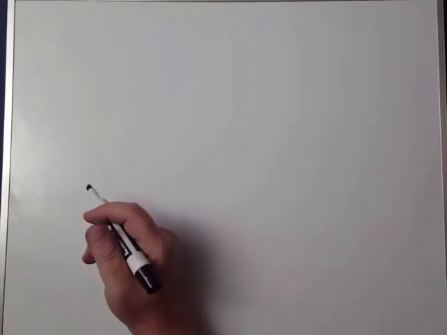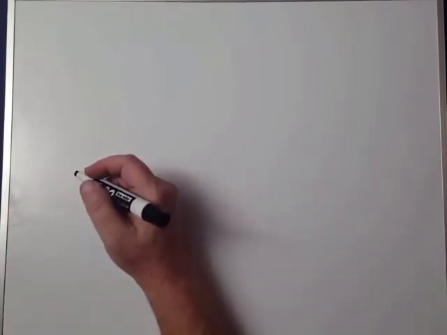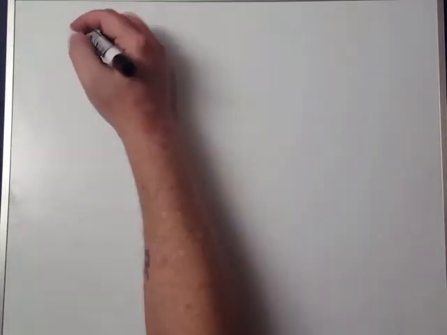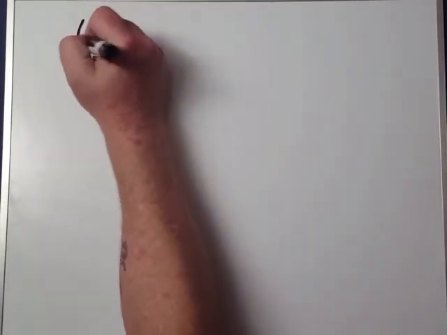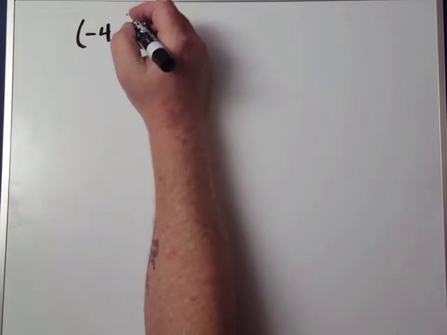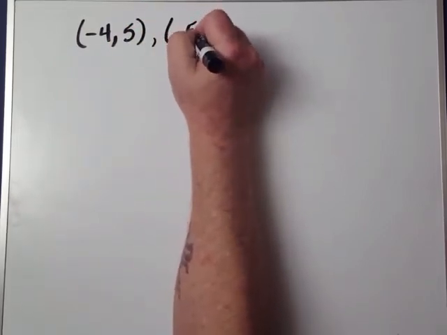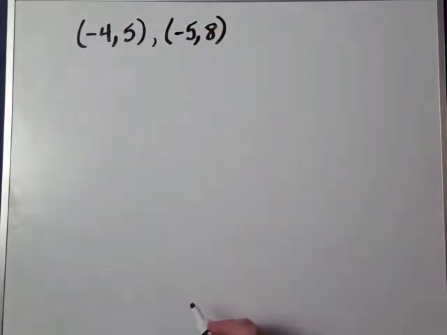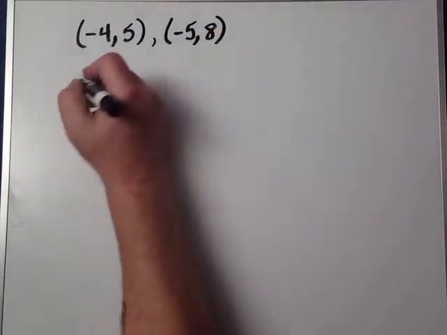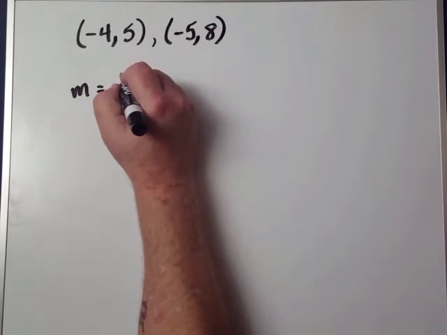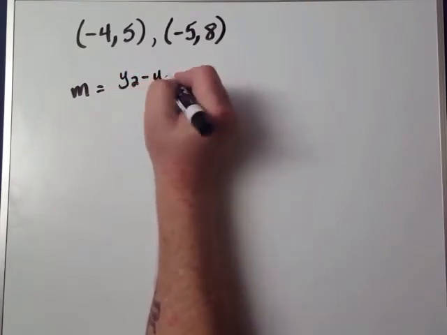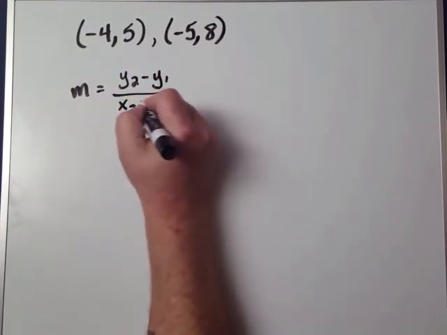We don't have a picture. All it says is we want to know what is the slope. It says find the slope of the line passing through each pair of points. And in number 36, the pair of points, -4, 5, and -5, 8. The slope is the change in y's per change in x's.